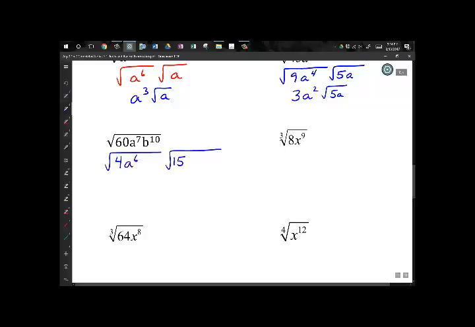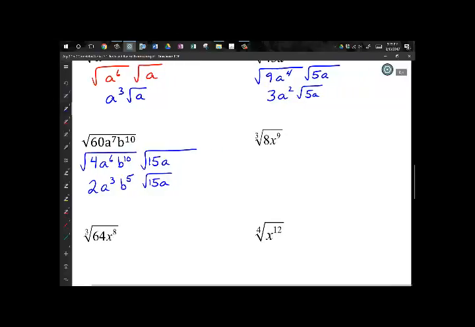A to the 6th is the even number below a to the 7th, with 1 left over a, and b to the 10th is actually a perfect square because it's an even number. So we take out the 4, becomes a 2. We divide 6 and 10 by 2 and get b to the 5th and a to the 3rd, with the leftover 15 root a.